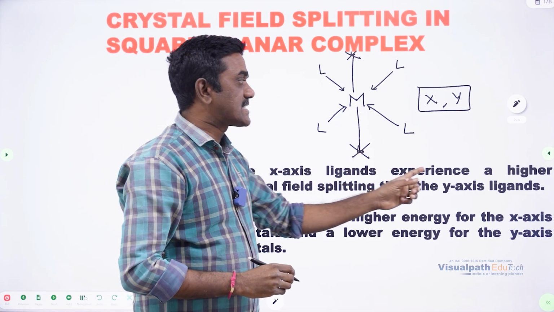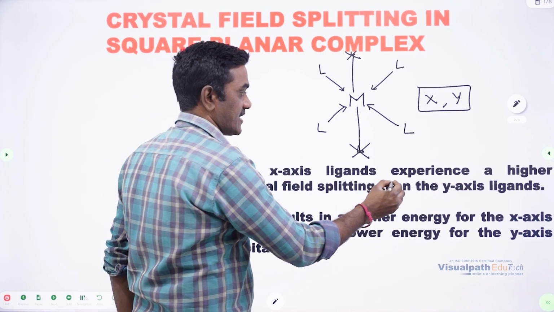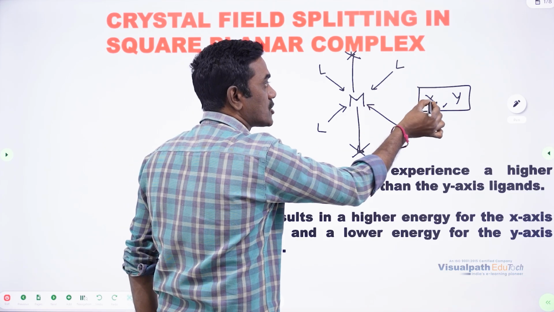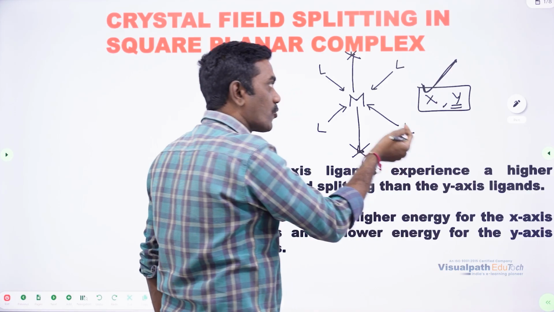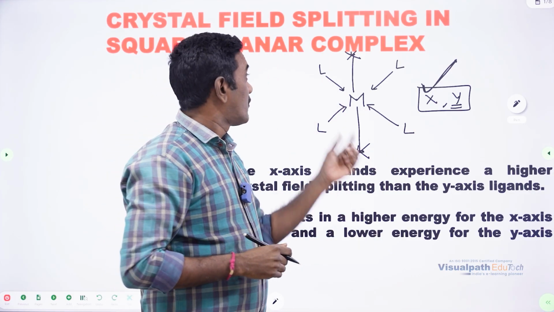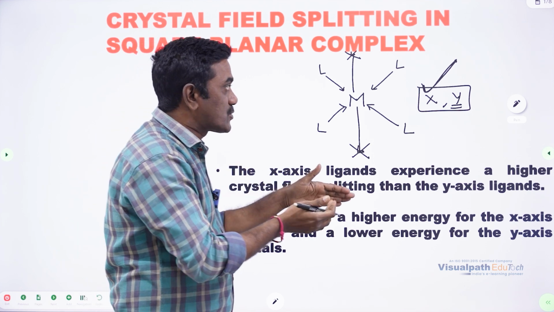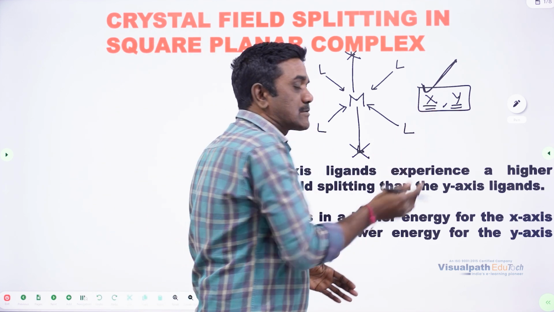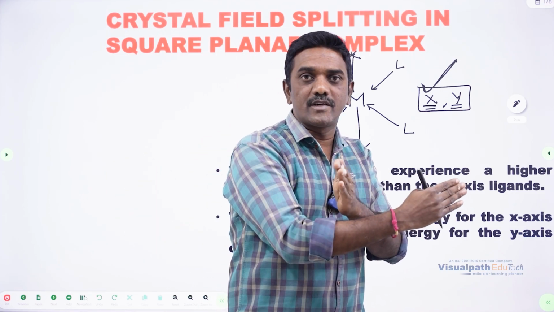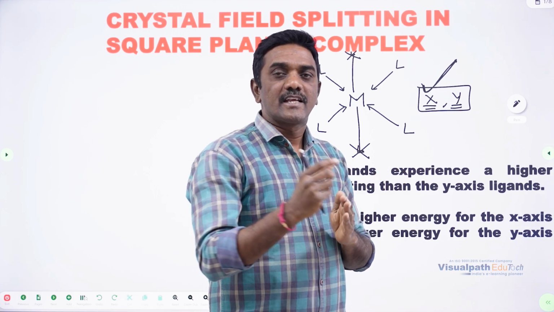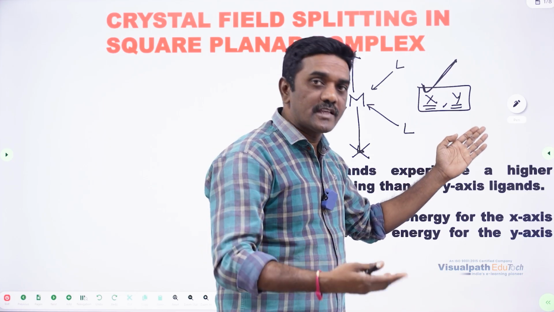The x axis ligands experience a higher crystal field splitting than y axis ligands. As they are approaching along x and y, x experiences more than y. That is a very important point to be noted for square planar complexes. Whichever ligands are moving towards the metal ion through the x axis experience more repulsion compared to the y axis. Based on this, what happens?